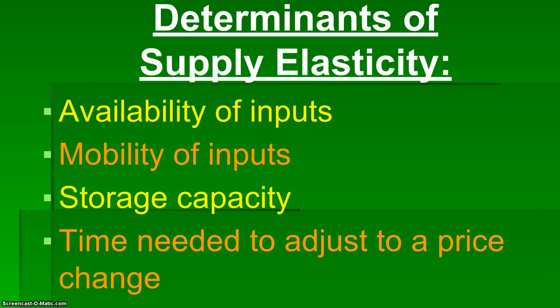All right, so the determinants of supply elasticity, in summary, are the availability of the inputs, mobility of inputs, storage capacity for the products that are produced, and the time needed to adjust to a price change. These are going to affect how responsive producers can be. So you may want to pause this and just think about a few of those things again.